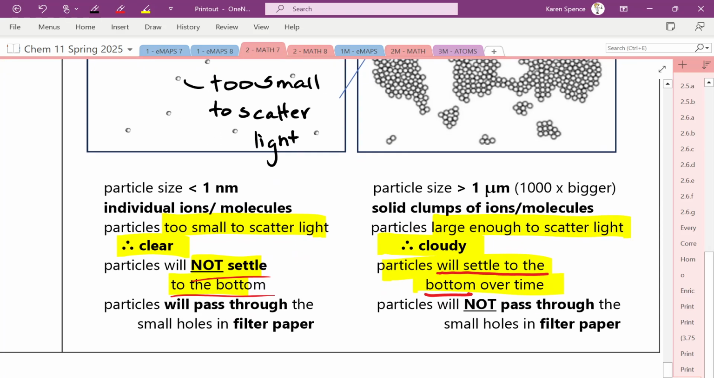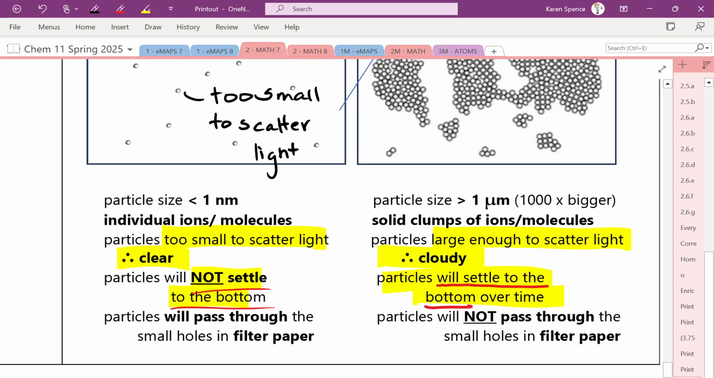Suspension, they will not pass through the filter paper. Solution, they will pass through the paper.